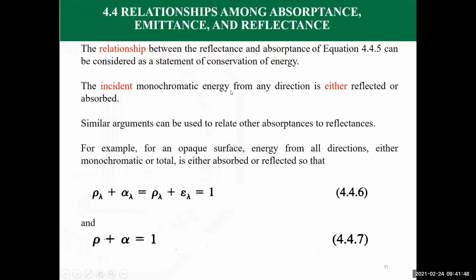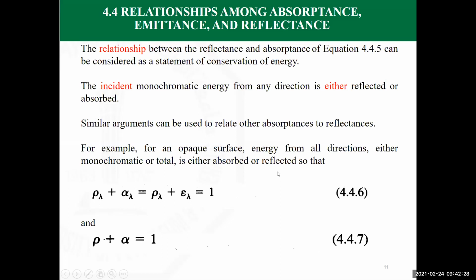So the incident monochromatic energy is either reflected or absorbed. As a matter of fact, it is both. Part of it is reflected and part is absorbed. And here we come to this relation that I just described in the previous slide. For opaque surfaces, tau is equal to 0. So on the monochromatic level, rho lambda plus alpha lambda is equal to 1, or rho lambda plus epsilon lambda is equal to 1, since alpha and epsilon are the same according to Kirchhoff law. Or if it's integrated over the entire wavelength, then rho plus alpha is equal to 1.